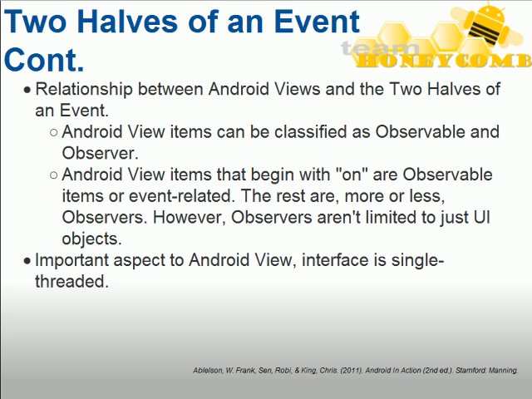Relationship between Android views and the two halves of an event. Android view items can be classified as observable and observer. Android view items that begin with "on" are observable items, or event related. The rest are more or less observers. However, observers aren't limited to just UI objects. An important aspect of the Android view interface is that it is single-threaded.